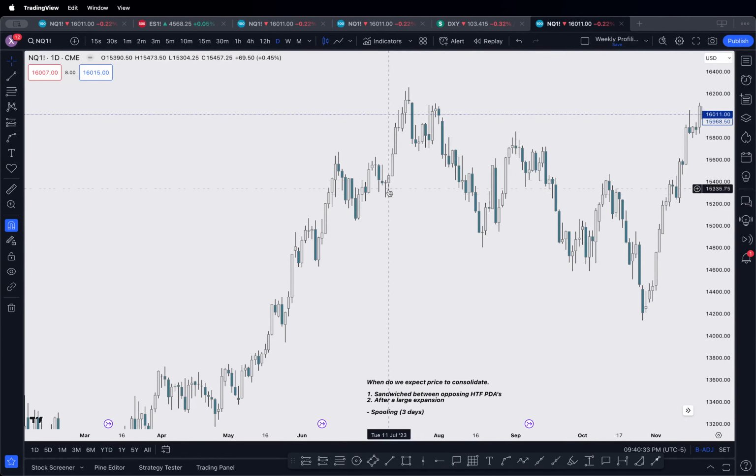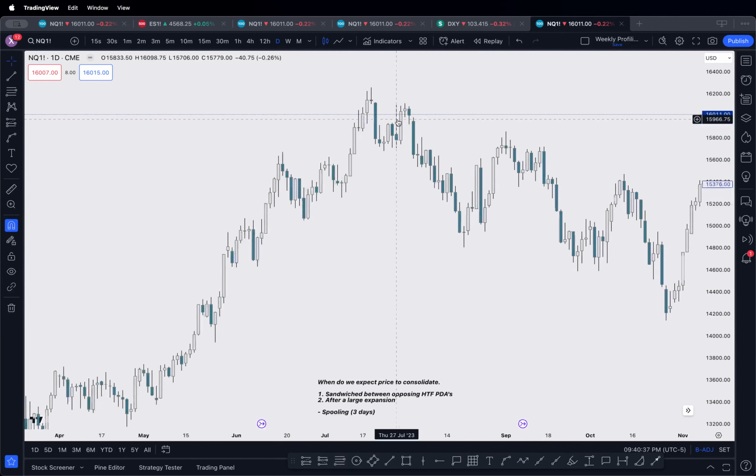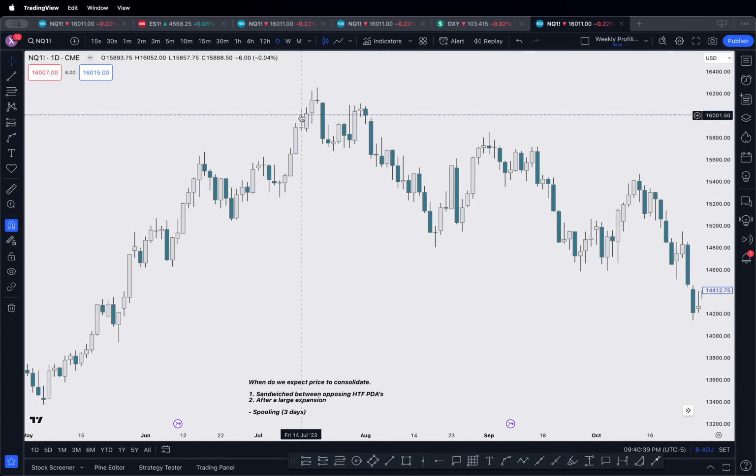So here we have 1, 2, 3 days of expansion. What happens in this daily doji? What do you think happens in a lower time frame in this candle? Consolidation. Consolidation, right? Then we have 1, 2 days of more expansion. What happens in this daily doji? Consolidation again. Then we have one large day and then another smaller day. Then do you see us consolidate here again for another 2 days?